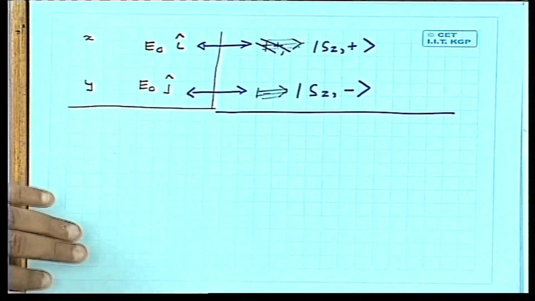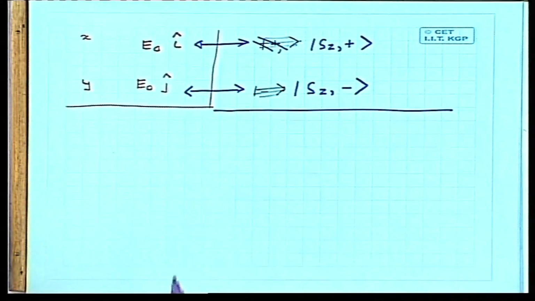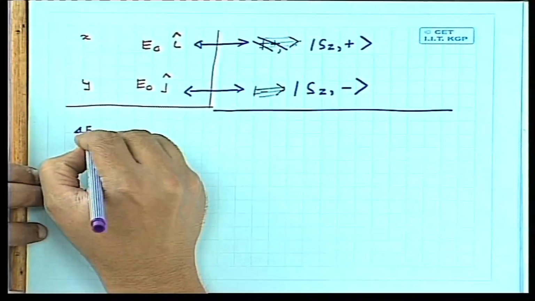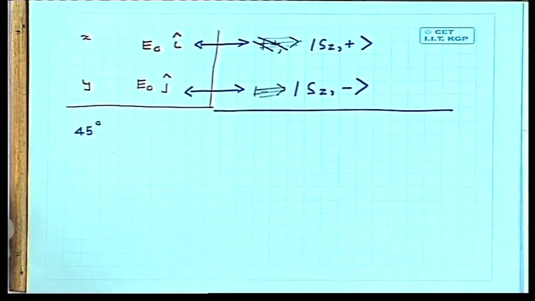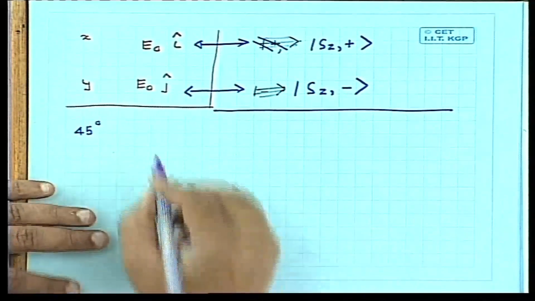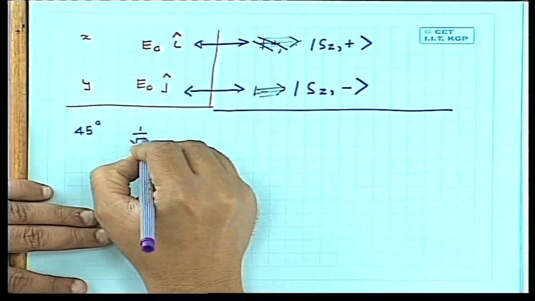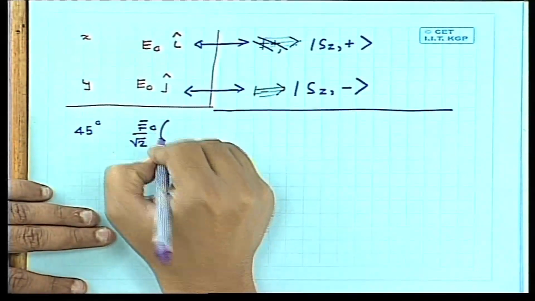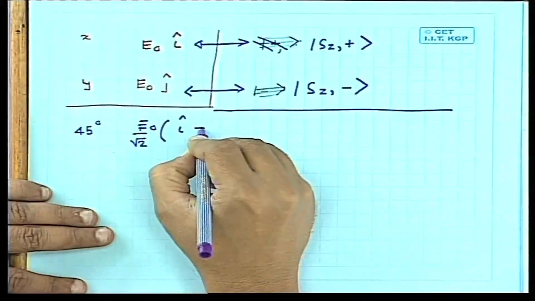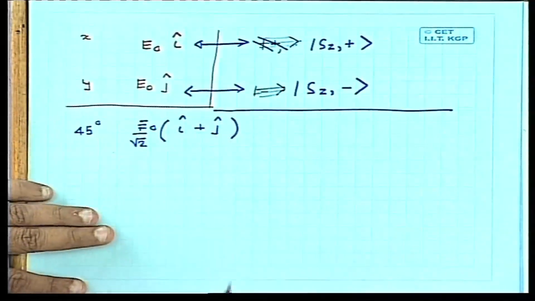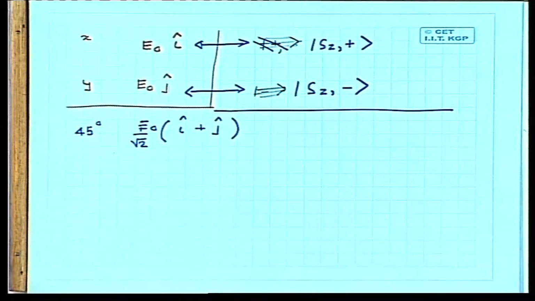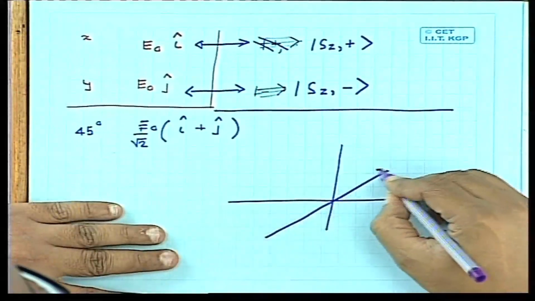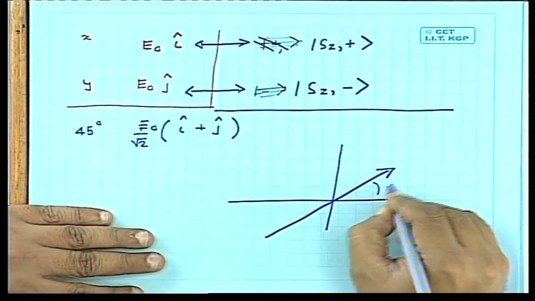Now we can also measure this polarization of light along the 45-degree axis. So along the 45-degree axis, so 45 degrees to the x-axis, then the polarization state for the electromagnetic wave is given by E naught by square root of 2 (i plus j). So this is a situation where the light is polarized in this direction, 45 degrees.